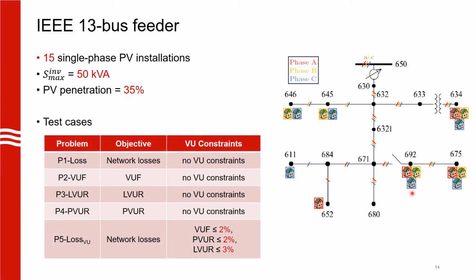Now we have 5 problem formulations that we look at. So P1 or problem 1 is where we minimize network losses in the grid and we don't really look at unbalanced constraints. So P2 to P4 is minimizing the different voltage unbalanced metrics, and then we have P5 where we minimize network losses, but now we have voltage unbalance as constraints. And all these values that you see here are the limits specified by the corresponding standards.